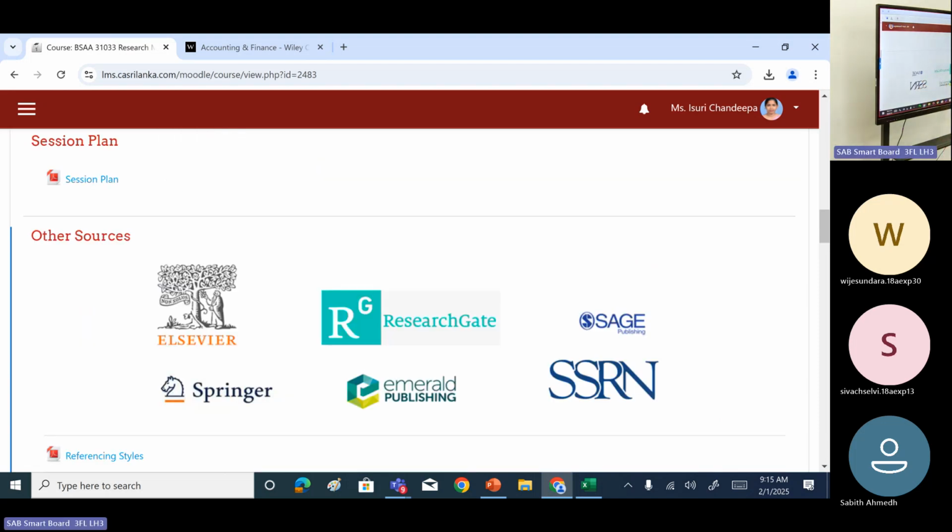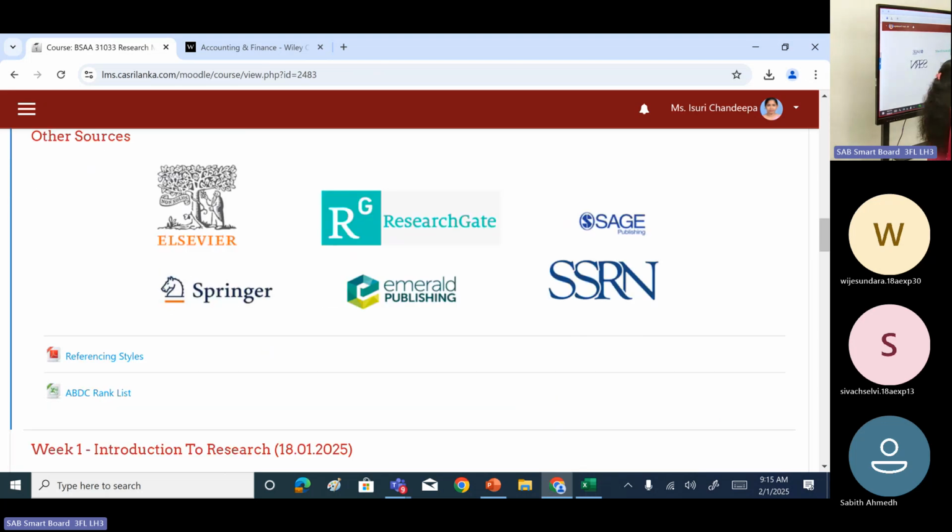The other sources. There are some research hubs. Those are publication institutes, they just publish research articles. Okay, now type it down: Emerald Insight. You just type Emerald Insight. This is the Emerald Insight icon.